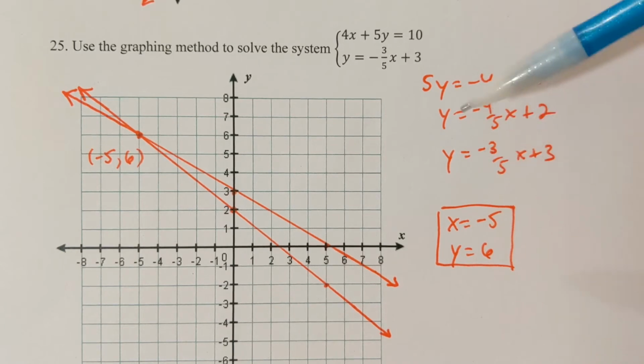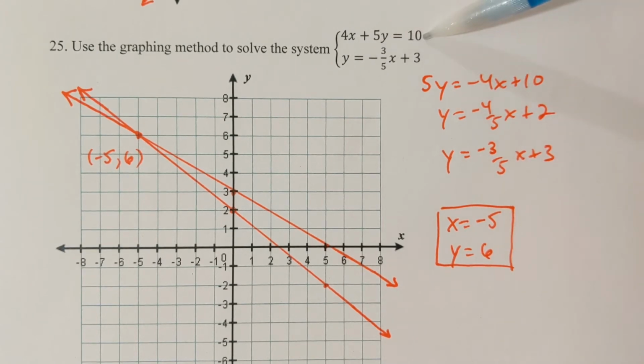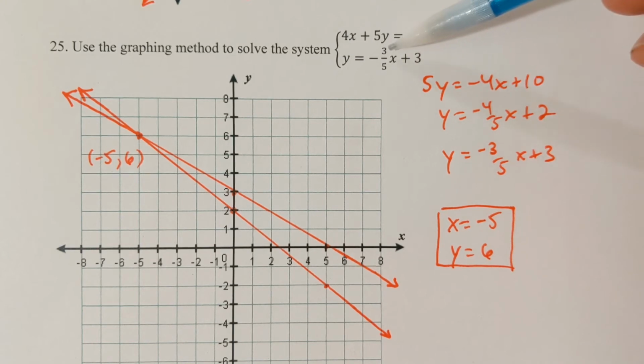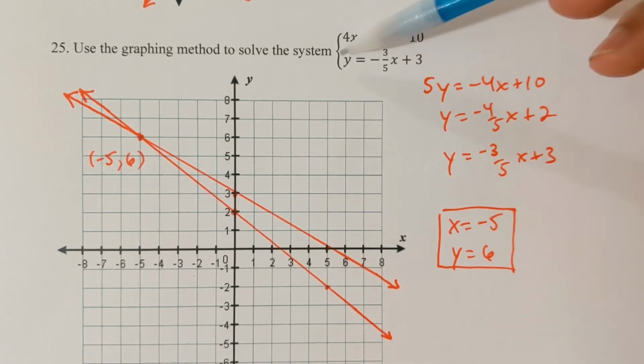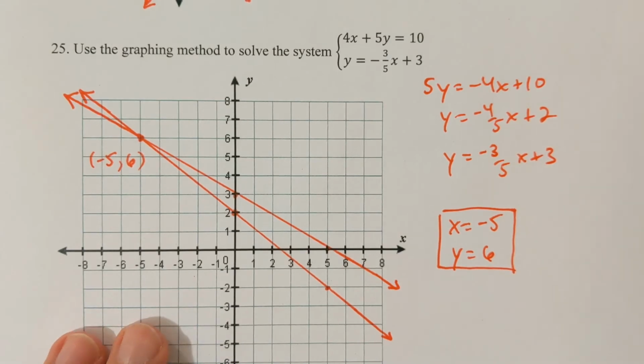Let me check that. If I plug in the numbers here in the first equation, is it true that negative 20 plus 30 is 10? Yeah, that's true. And is it also true that negative 3/5 times negative 5, the 5s would cancel, 3 plus 3 is 6? y is 6, so that would also be true. Yeah, x equals negative 5 and y equals 6 would be the answer then.